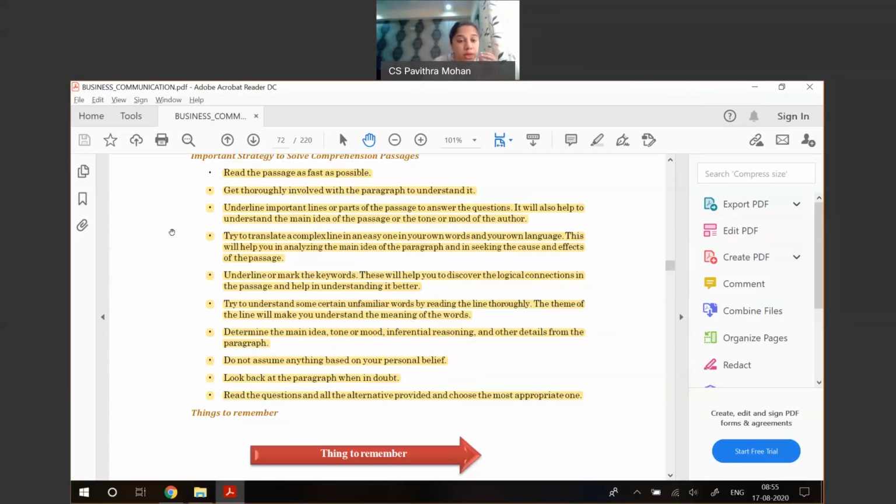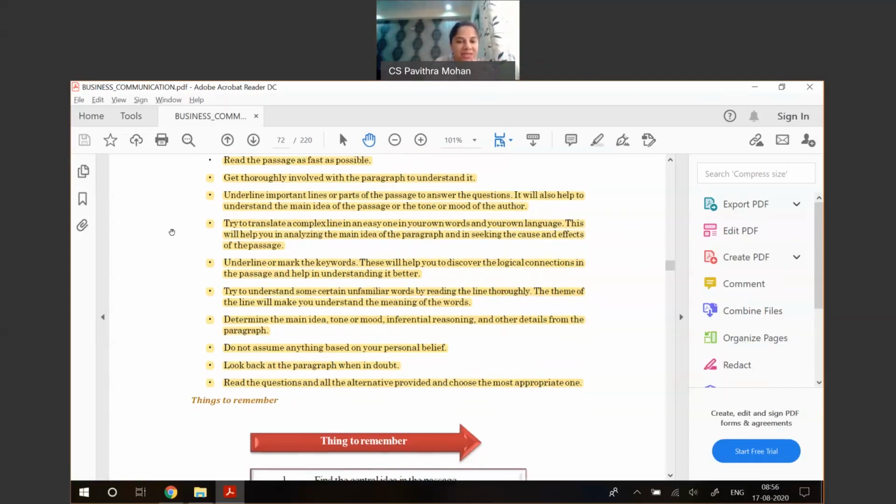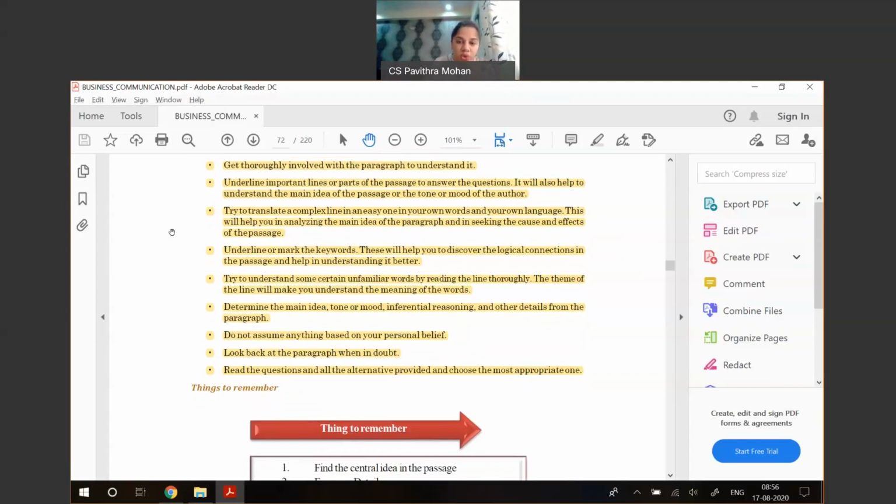Right now it's not a physical test, it is going to be an online test. So if you want to make any particular notes, you can scribble down those points. If you feel this person is saying this, then he told this, then he told this, you can make a short note like that if you want. It becomes easier for you when you are going through the questions. Then try to translate a complex line into an easy one in your own words and your own language. This will help you analyze the main idea of the paragraph and seek the cause and effect of a passage.